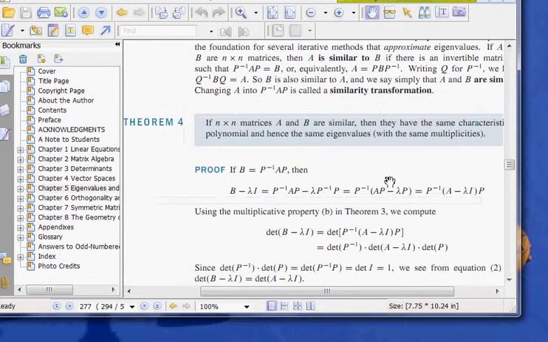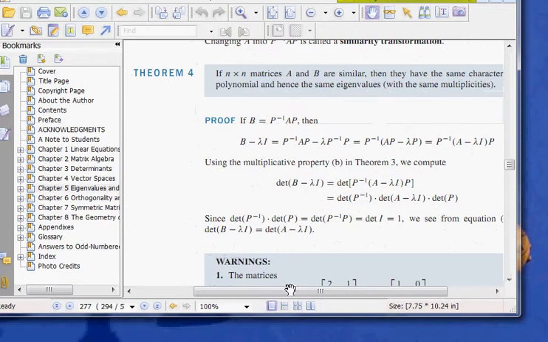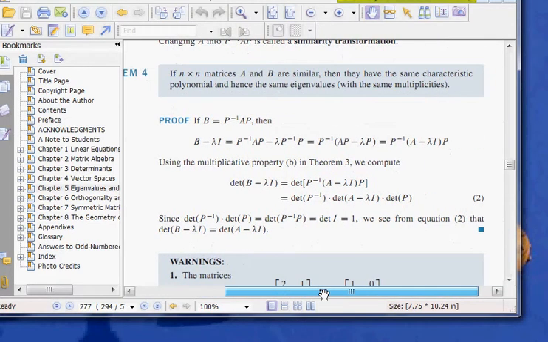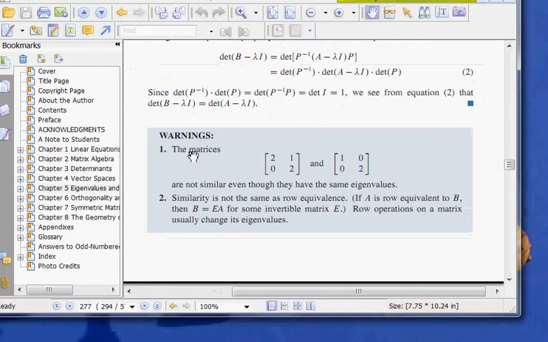Theorem 4. If n by n matrices A and B are similar, then they have the same characteristic polynomial, okay? And hence the same eigenvalues with the same multiplicity. Fair enough? And then they have this warning right here. The matrices 2, 1, 0, 2 and 1, 0, 0, 1 are not similar even though they have the same eigenvalues. Similarity is not the same as row equivalence. Row operations on a matrix usually change its eigenvalues, okay?